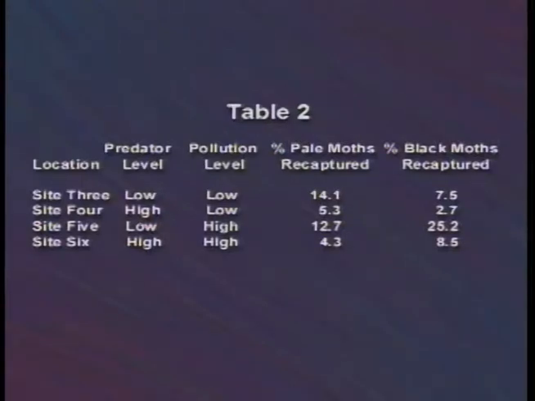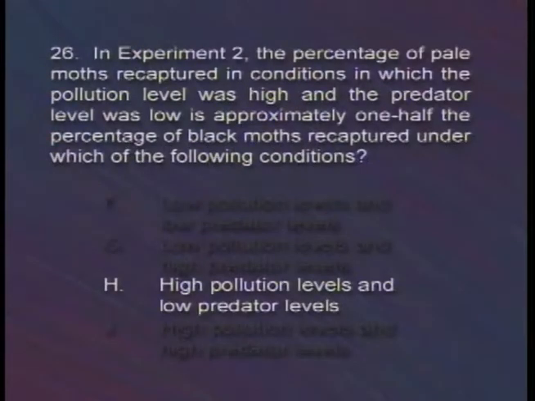This percentage is close to the percentage at Site 5 for black moths. Site 5 has high pollution levels and low predator levels. Thus, the correct answer is H.